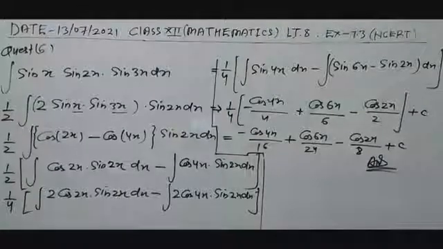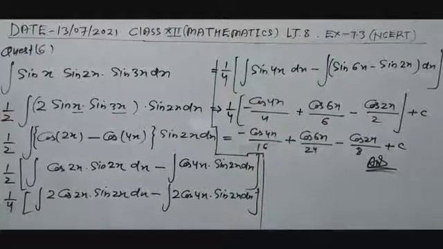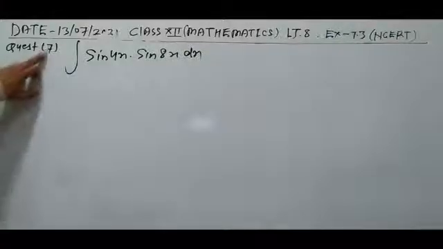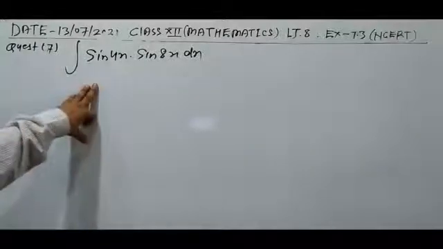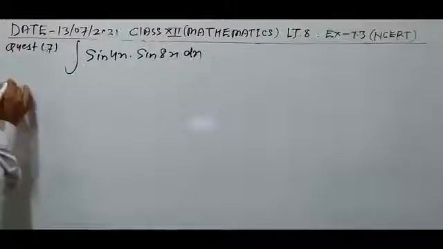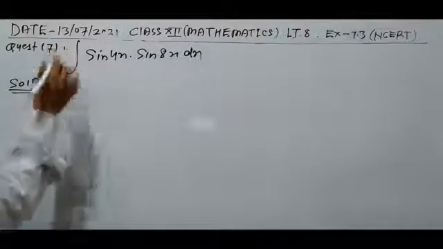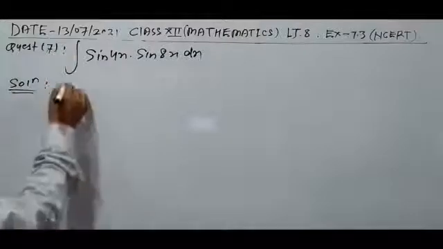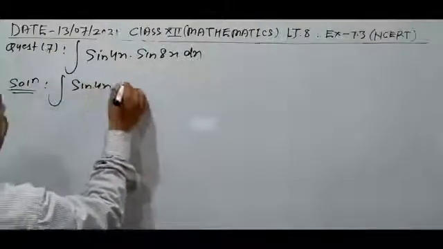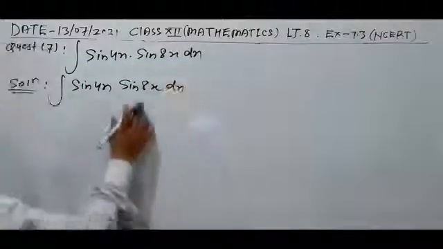Now come to question number 7. Question number 7 is integration of sine of 4x into sine of 8x dx. So now see the solution. We have to integrate this function. So first of all, write the integral part: sine of 4x into sine of 8x dx.